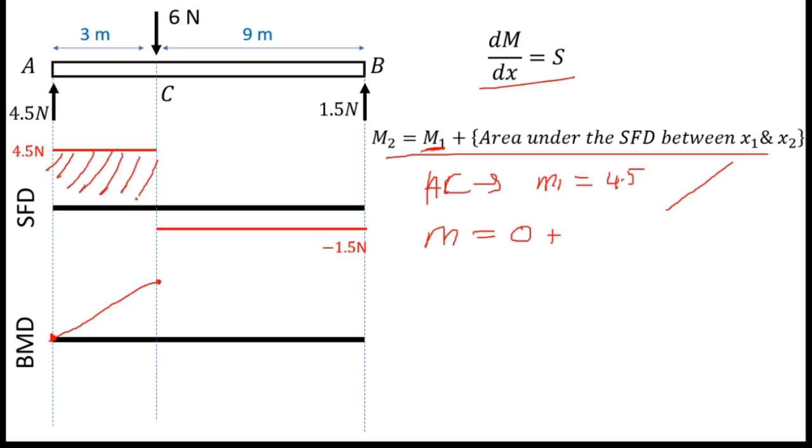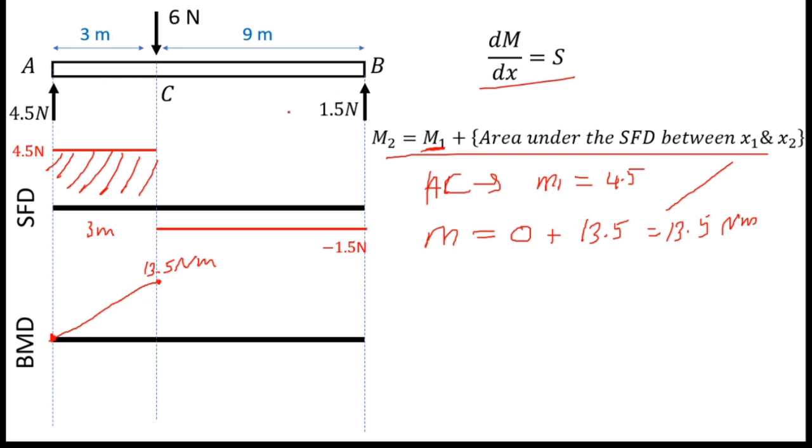So I can find this area. Height is 4.5 and this length is 3 meters. So 4.5 times 3 becomes 13.5. So finally I can write the answer as 13.5 Newton meter. So the value of this point is 13.5 Newton meters. That is the AC segment.